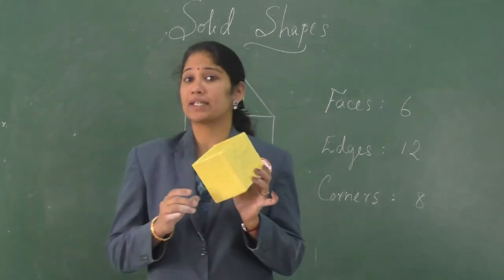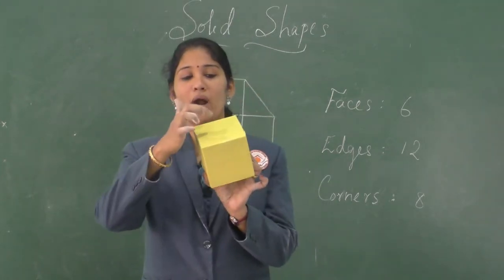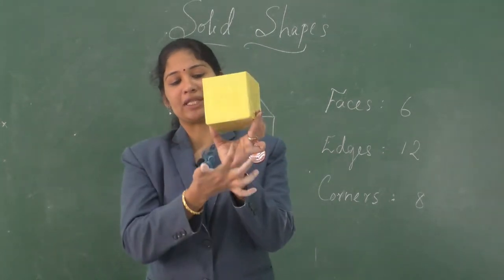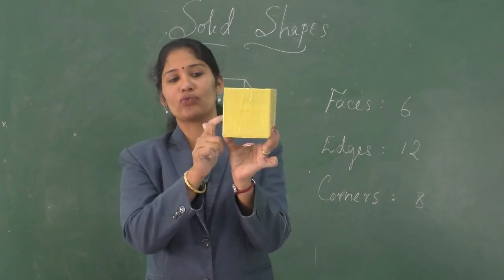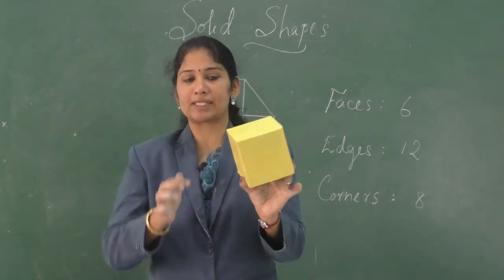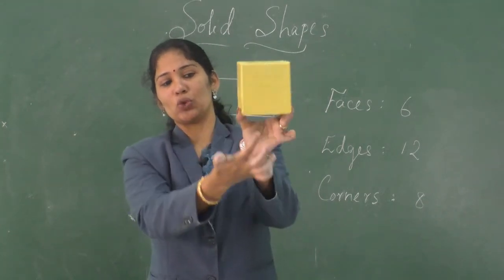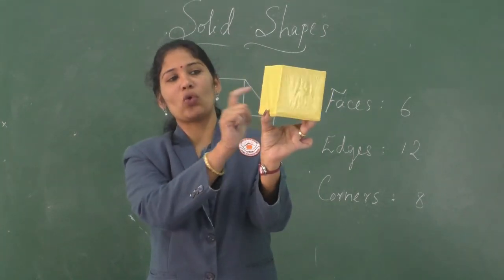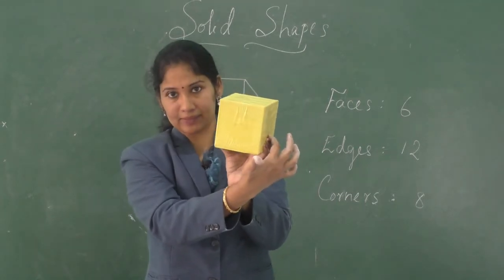How many faces are there in a cube? 1, 2, 3, 4, 5, 6. How many faces? 6 faces.